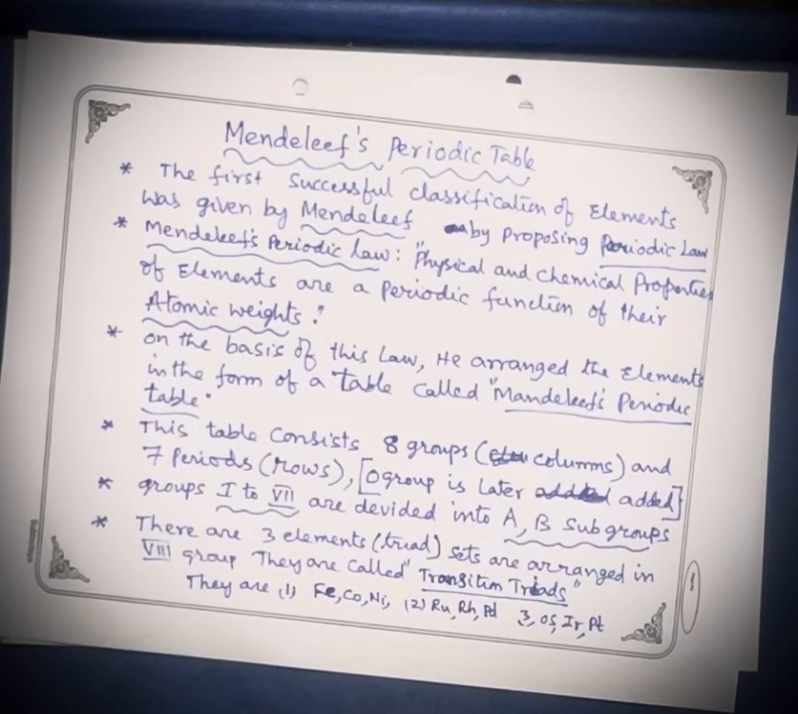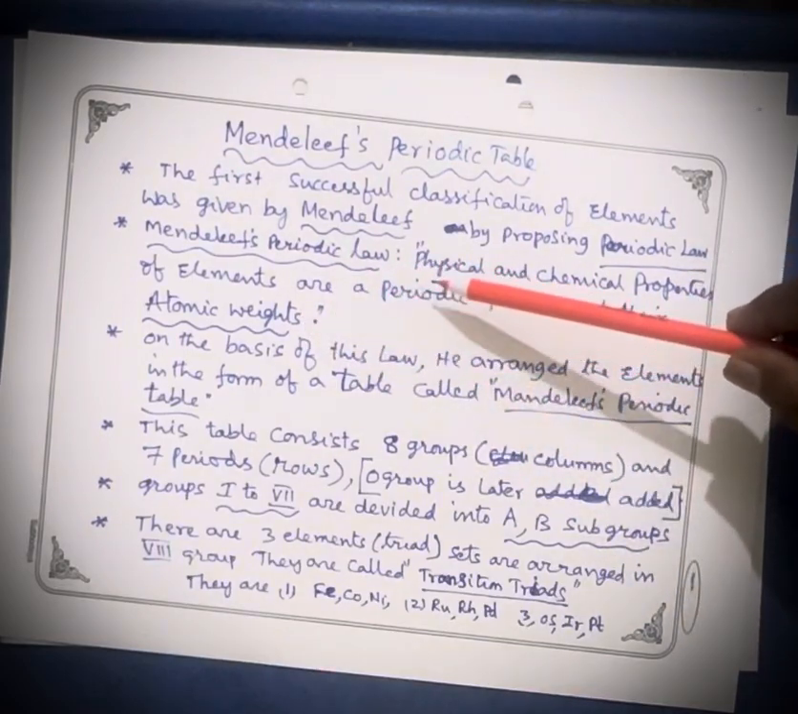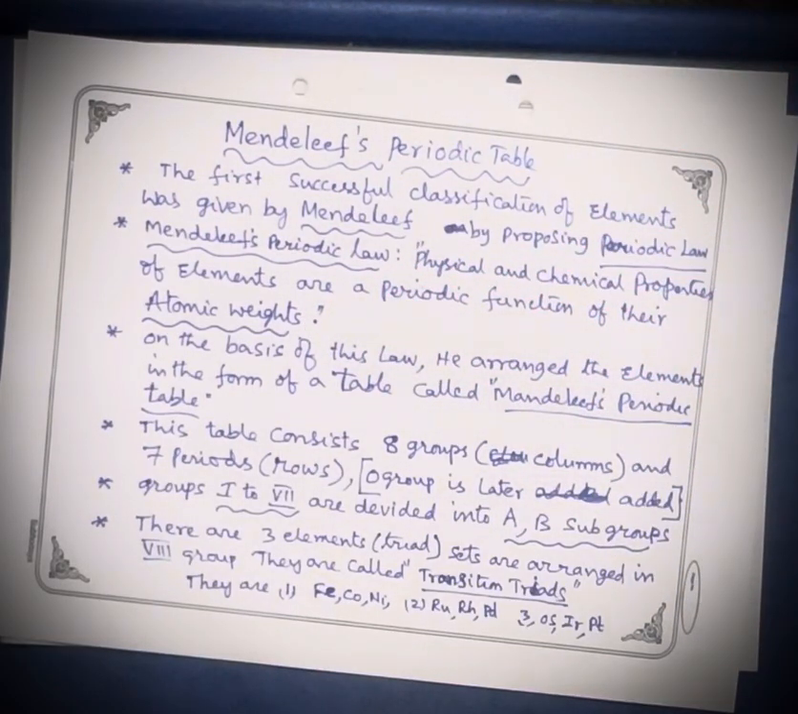So it was proposed in the form of a law, called the Mendeleev periodic law: physical and chemical properties of elements are periodic functions of their atomic weights. If one asks in an entrance exam whether Mendeleev's periodic law depends on A, atomic number, B, atomic volume, C, atomic weight, or D, mass number, atomic weight is important. Mass number is a round figure, whereas atomic weight is the correct atomic weight. So atomic weight is the correct answer.